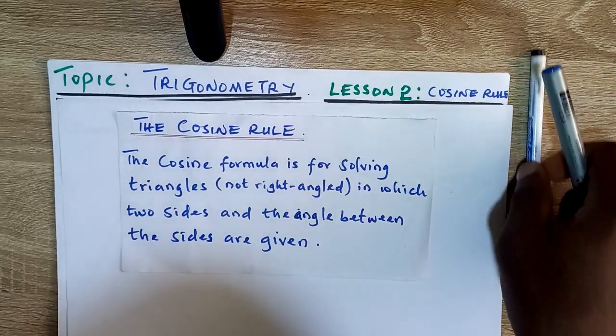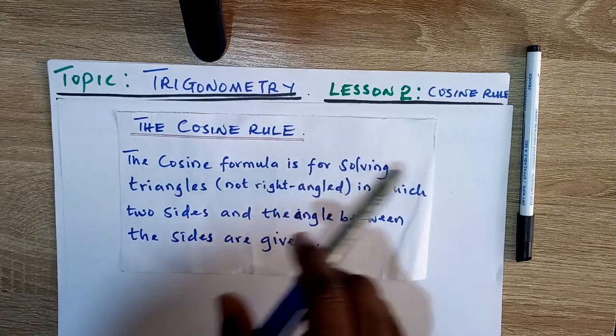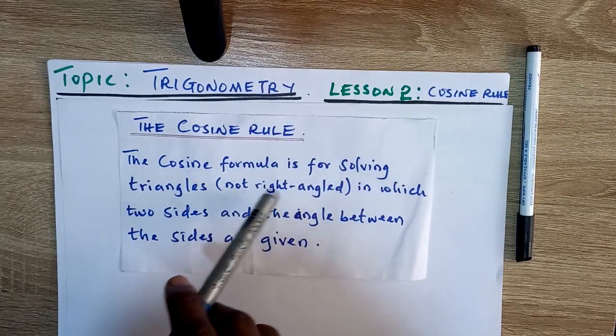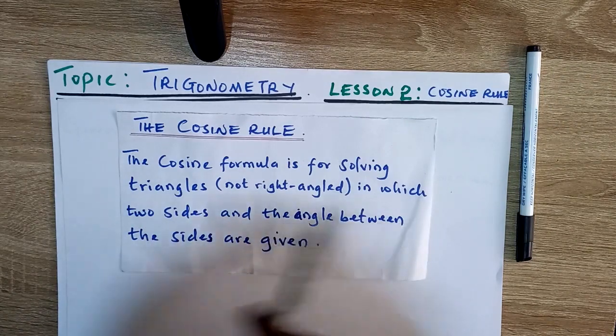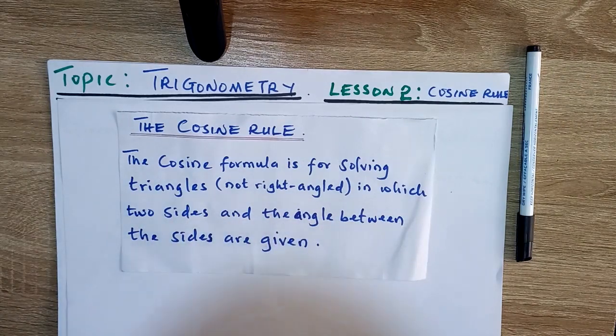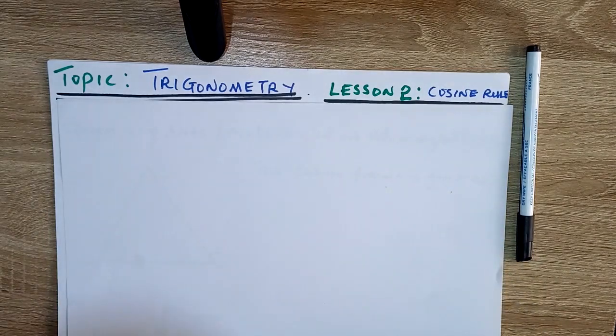Now, what is the cosine rule used for? The cosine formula is for solving triangles, not right-angled, in which two sides and the angle between the sides are given. Now let's look at an example as regards this.